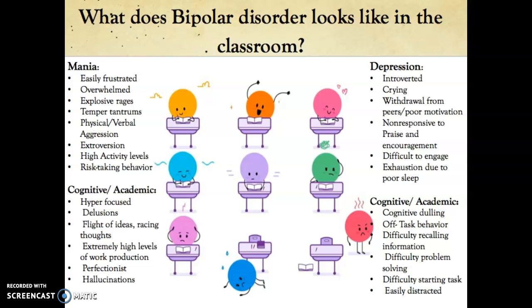They can also engage in danger. For both mania and depression, they can engage in dangerous activities and behaviors that put themselves at risk, hitting other students or teachers, destroying property, or making inappropriate sexual comments towards other students or the teacher.